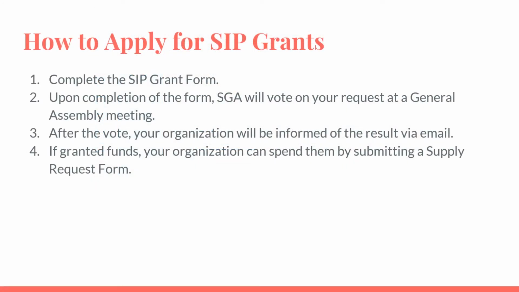SIP grants, as mentioned, are granted by SGA. To apply for a SIP grant, fill out the SIP grant form. Once you complete the form, SGA will vote on your funding request at their next General Assembly meeting. Once SGA votes, they will inform you of their decision via email. If your organization is granted funds, you can use these funds by completing a supply request form.